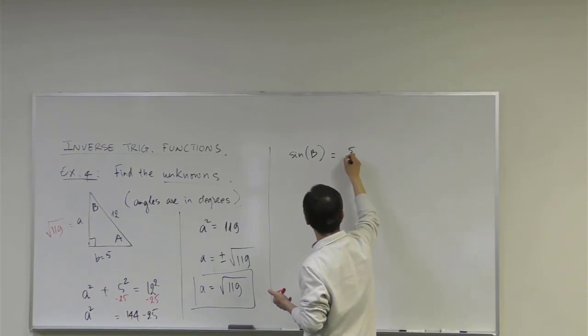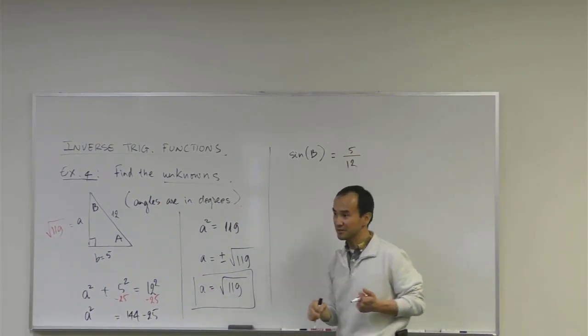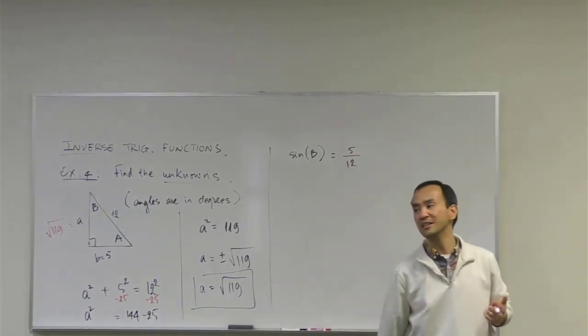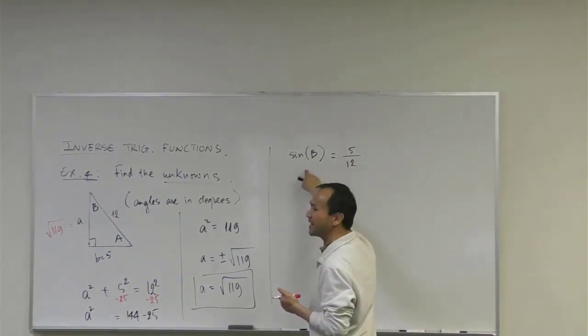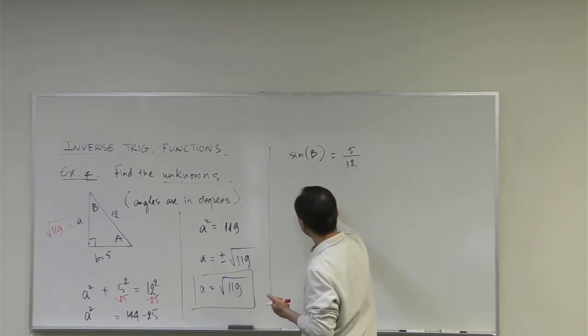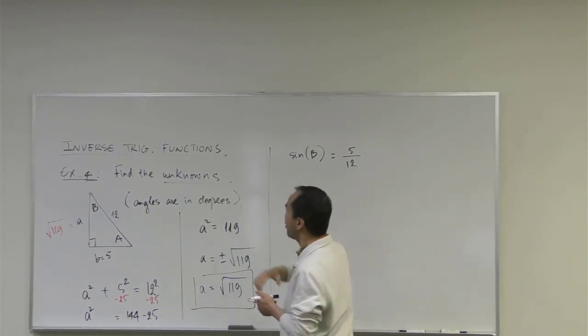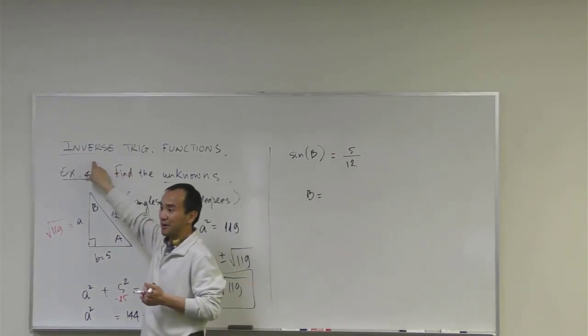We got 5 over 12. So we got a ratio, right? So we know the sine value of that angle B has to be 5 out of 12. So now, can we go from here to find out how large B is? So now B has to be what? And that's the whole reason for learning about the inverse functions, right?